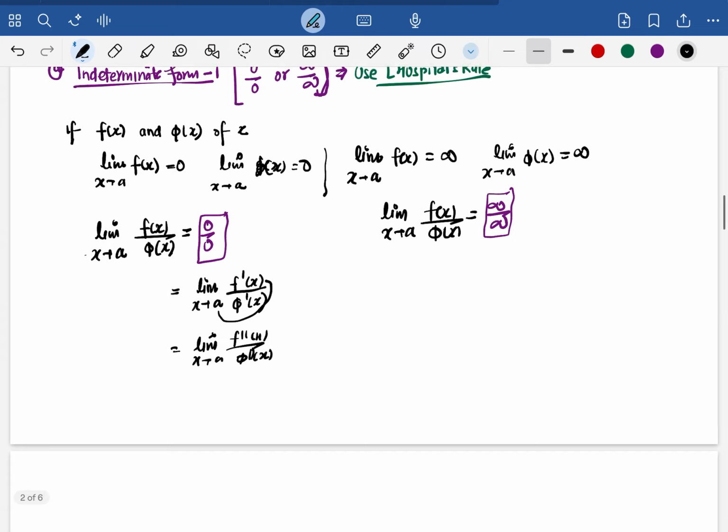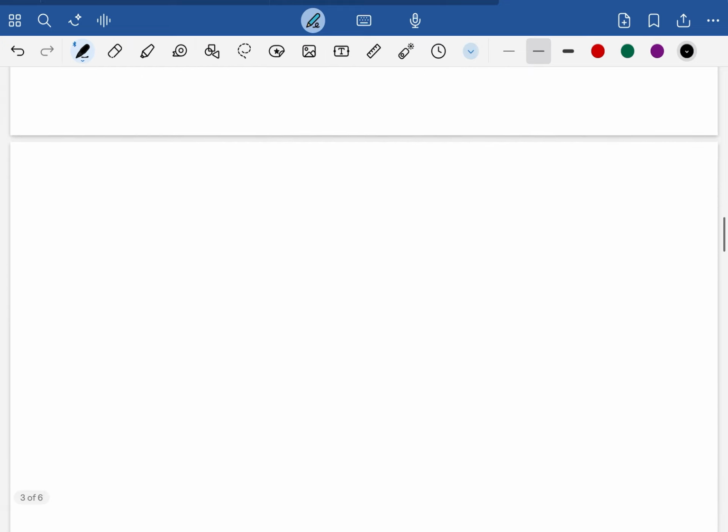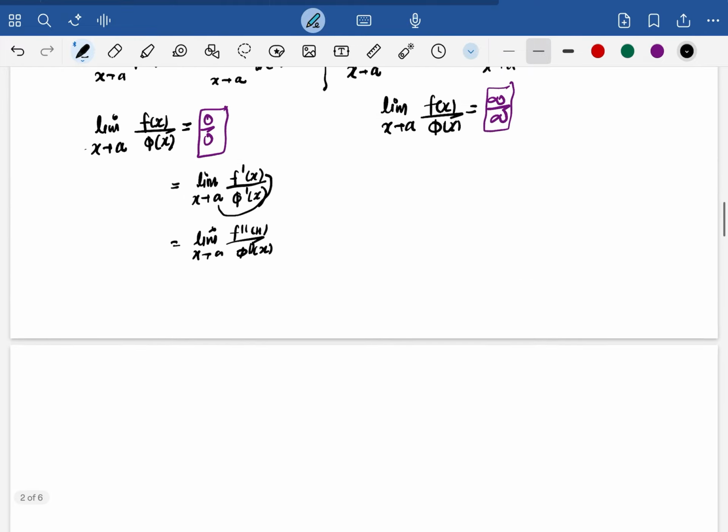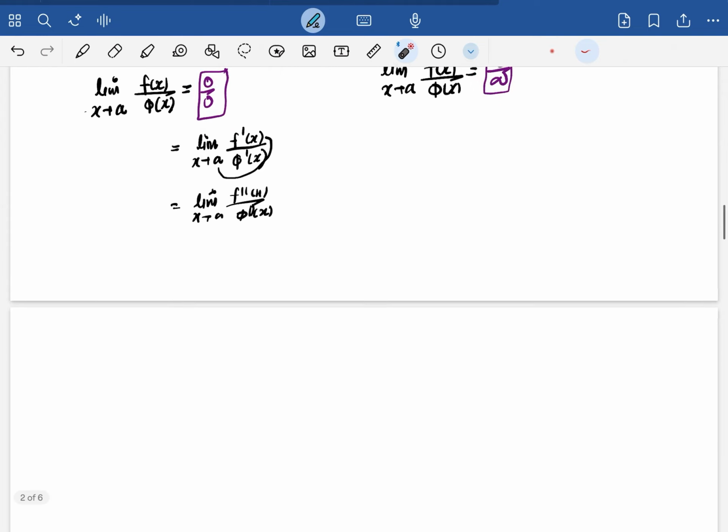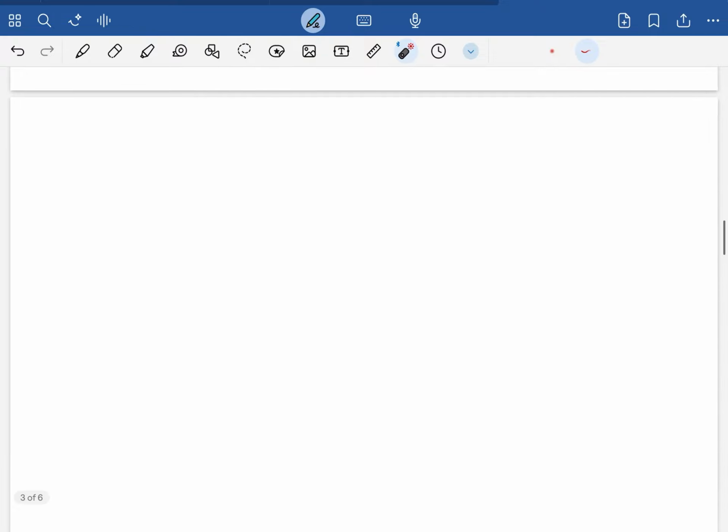Remember one thing: before applying L'Hospital's rule, always check whether it is taking the form of 0 by 0 or the form of infinity by infinity. So let me do some numericals for you just to get more clarity.